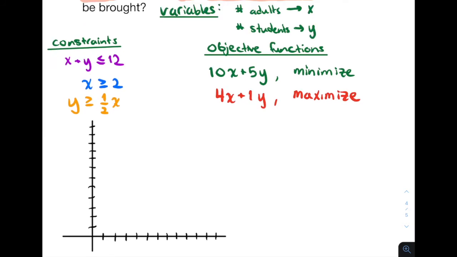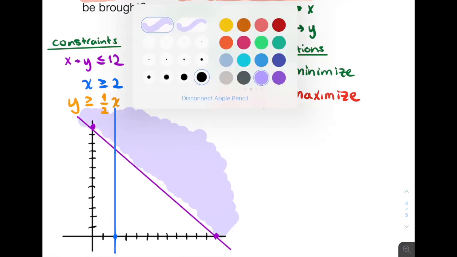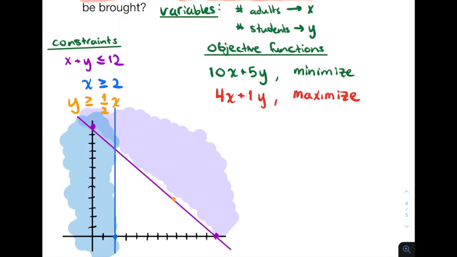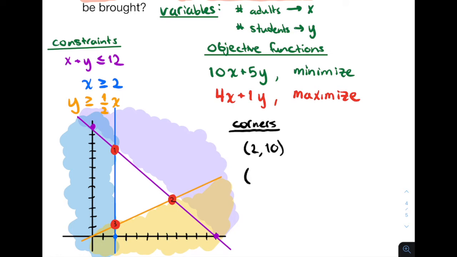To focus on the new material for this section, I'll just quickly go ahead and graph these and find the corners. Our feasible region is bounded in the shape of a triangle. We have 3 corners. Our first corner I found to be 2, 10. Our second corner to be 8, 4. And our third corner to be 2, 1.